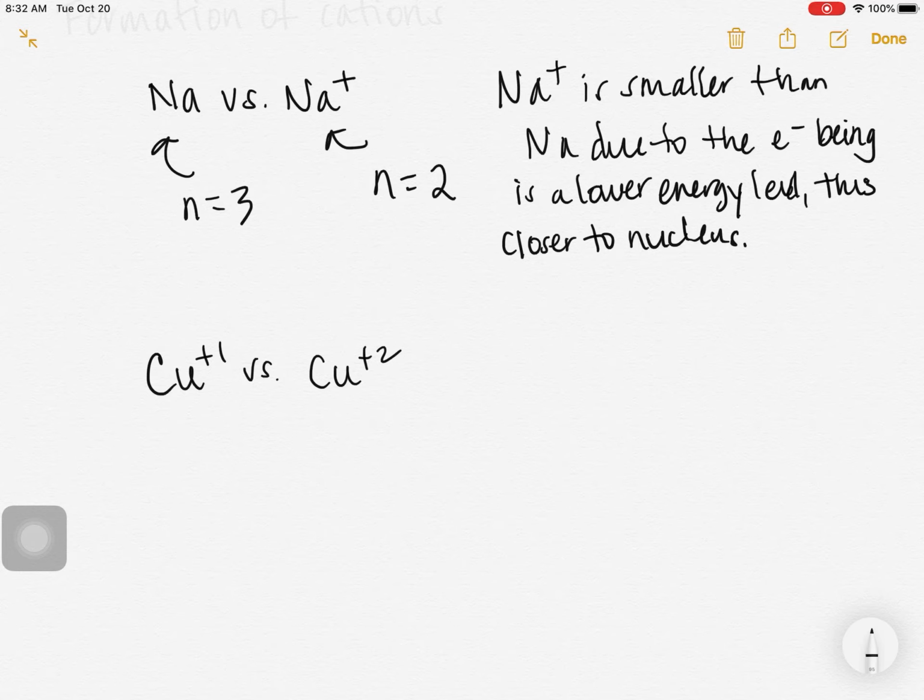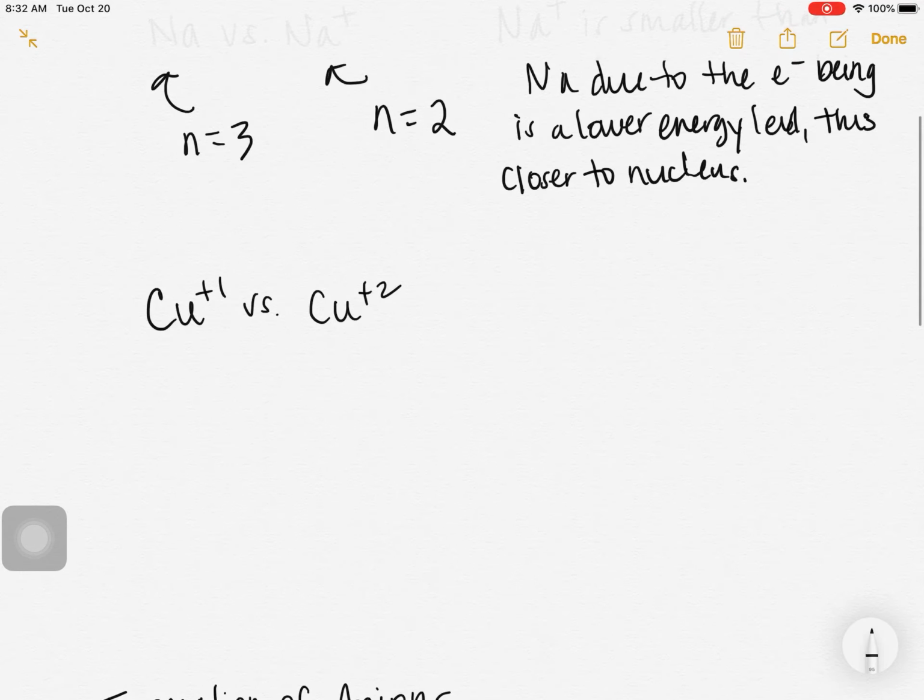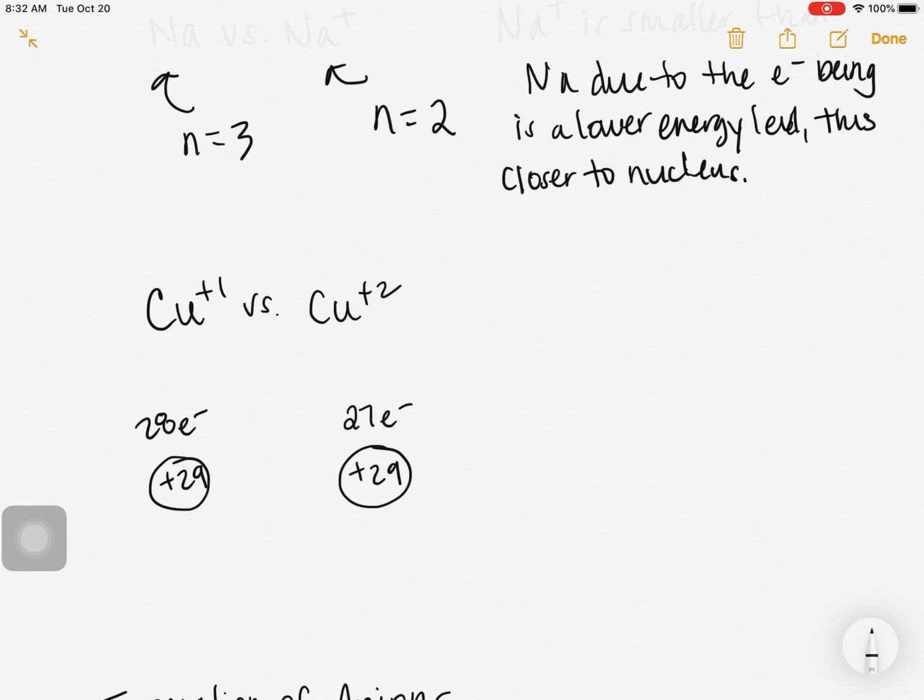The other reasoning that you can use would be this. If I was talking about the copper +1 ion, the copper atom has 29 protons in the nucleus and 29 electrons. However, if it's +1, it has 28 electrons, and if it's +2, it has 27 electrons. So the Zeff values here are pretty much the same because we're talking about copper, and so really this is going to be more of a statement on the fact that copper +2 has fewer electrons that are repelling against each other.